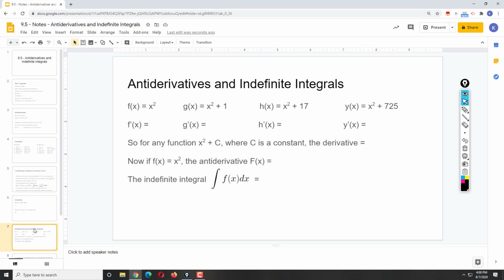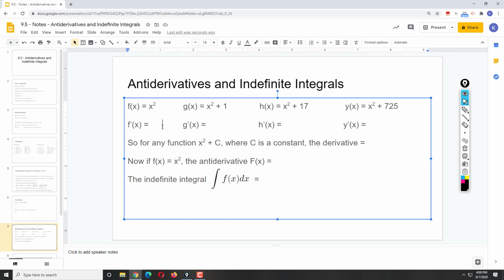Next, we have antiderivatives. We also have indefinite integrals. Let's look at some functions. F of x is equal to x squared. What's the derivative? Well, it's 2x. Next one, g of x is equal to x squared plus 1. What's the derivative? Still 2x, because the derivative of 1 is 0. H of x is x squared plus 17. The derivative is 2x. Y of x is x squared plus 725. The derivative is still 2x. So for any function x squared plus c, where c is any constant, any number, the derivative is always 2x.